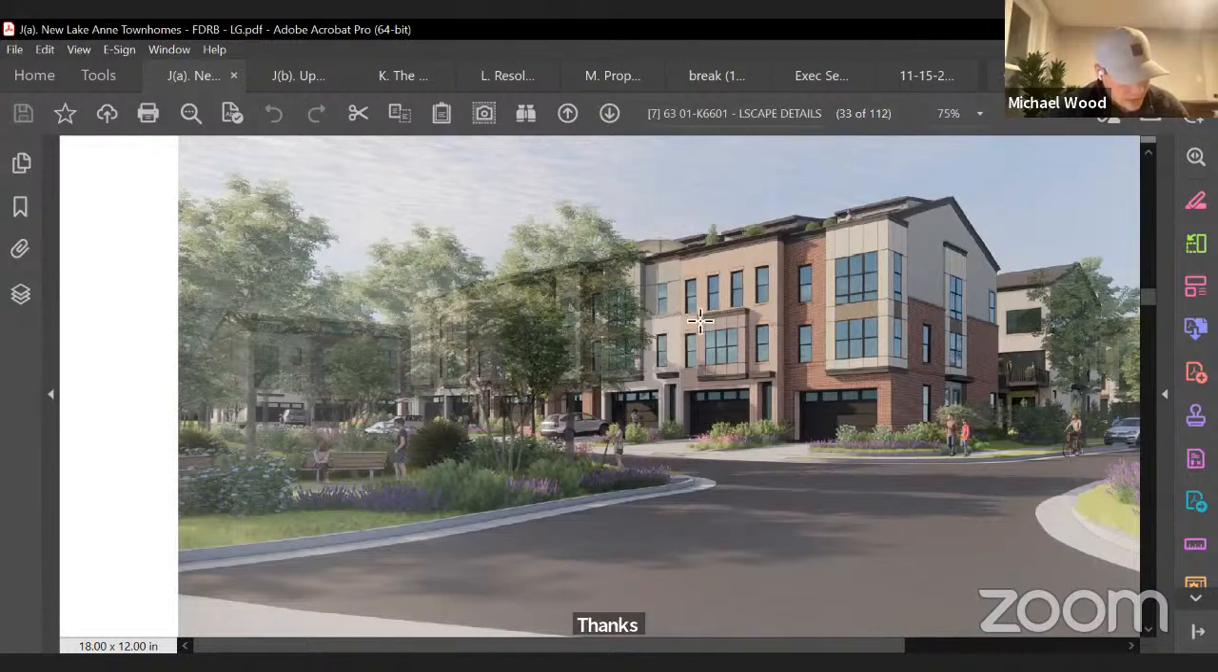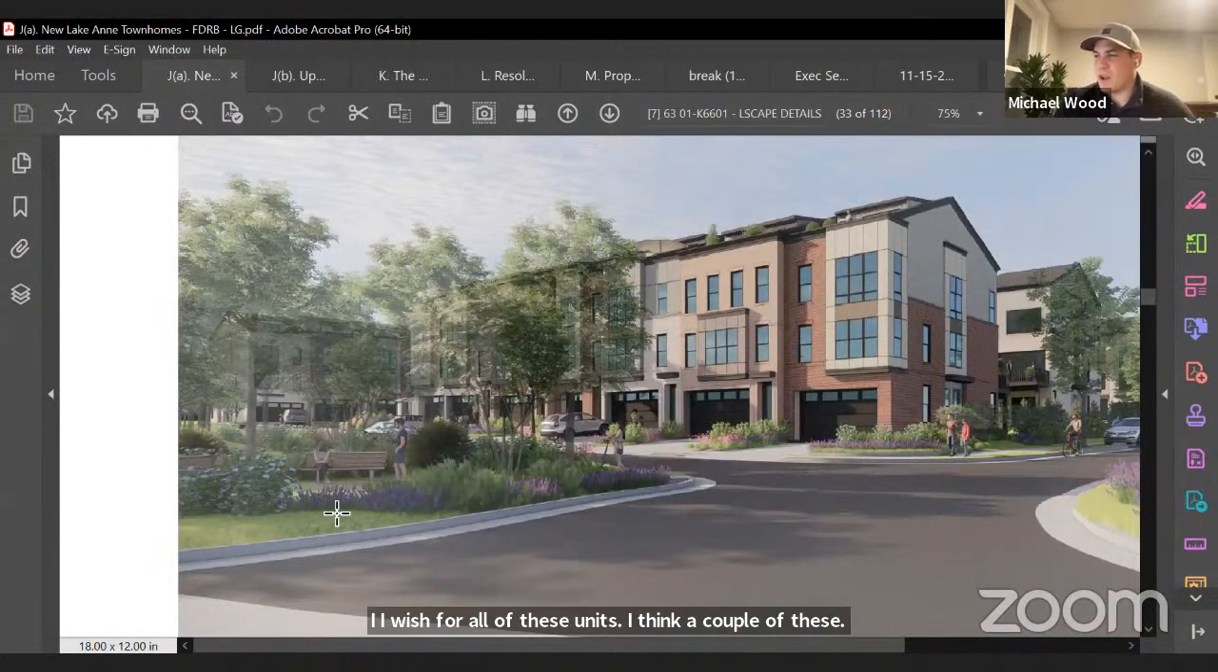Well, that just leaves me. I got a little bit of a list, but I do think the rendering shows and visualizes more aesthetically what I wish for all of these units. I think a couple of these options and things are kind of throwing me off a little bit.